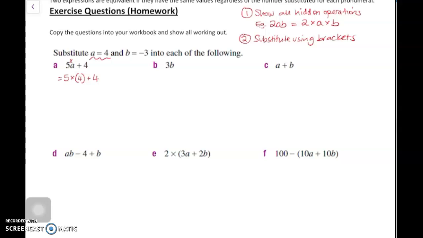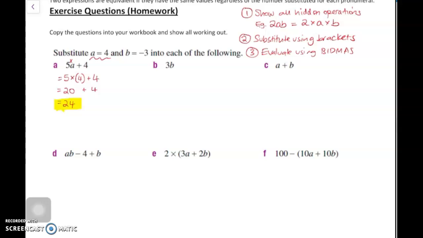And then we evaluate using the order of operations, which says we need to do brackets first, indices, and then division or multiplication next, and then addition and subtraction last. And this is exactly what I did here to get to the answer. So we do the multiplication first, which is 5 times 4, that's 20, plus 4, which gives us 24, and that's our final answer.